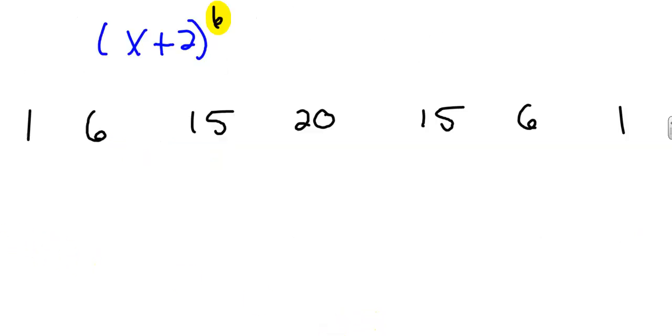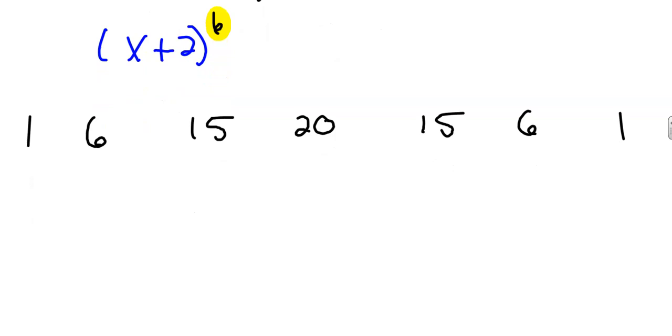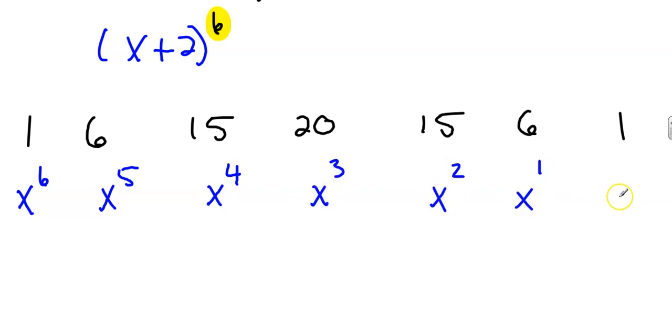Alright, then we're going to take the first term, which was x, start with x to the 6th power, and then count it down. So x to the 6th will be here, x to the 5th is here, x to the 4th, x to the 3rd, x to the 2nd, x to the 1st. And at the end, you still go to x to the 0 power, which, again, will still be 1, but that's okay, because we'll take care of that in a second.